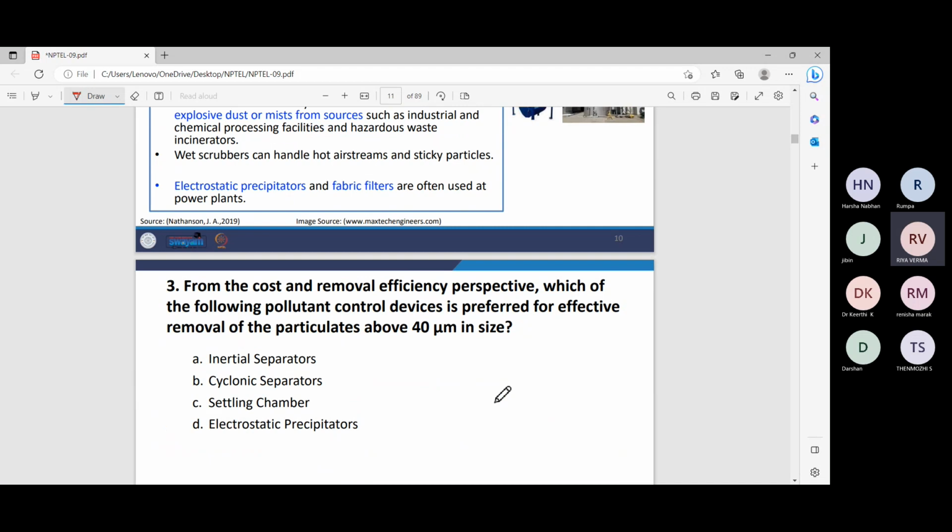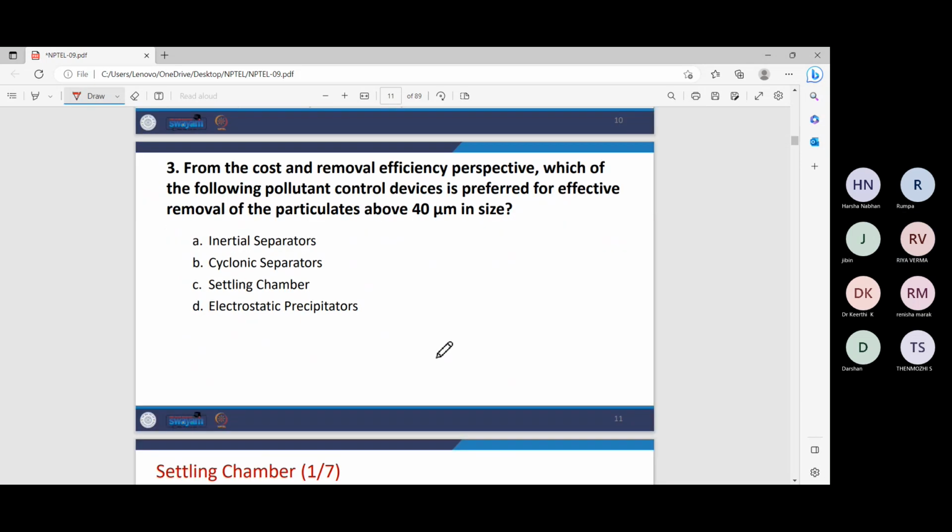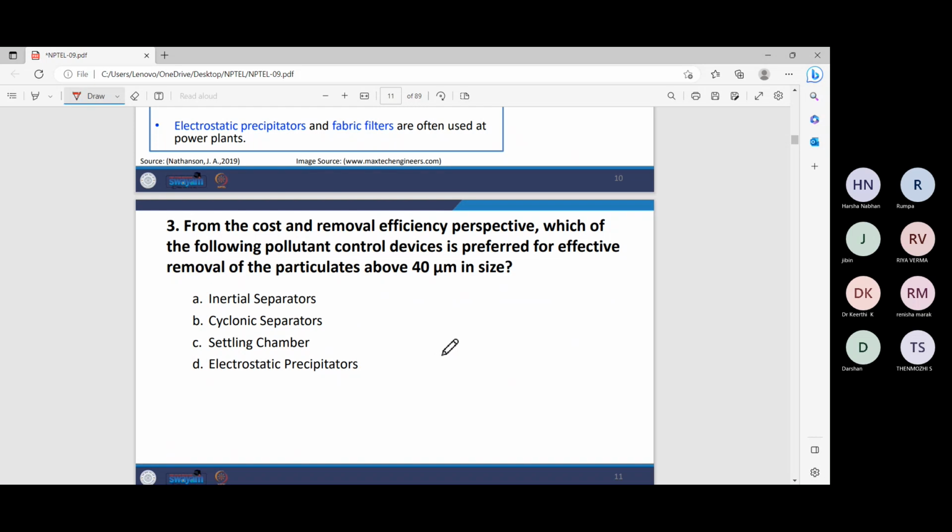Now, the next question. From the cost and removal efficiency perspective, which of the following pollutant control devices is preferred for effective removal of particulates over 40 micrometers in size? First up, we have inertial separators, cyclonic separators, then settling chambers, and then ESPs, electrostatic precipitators. Okay, so this will be your settling chamber.